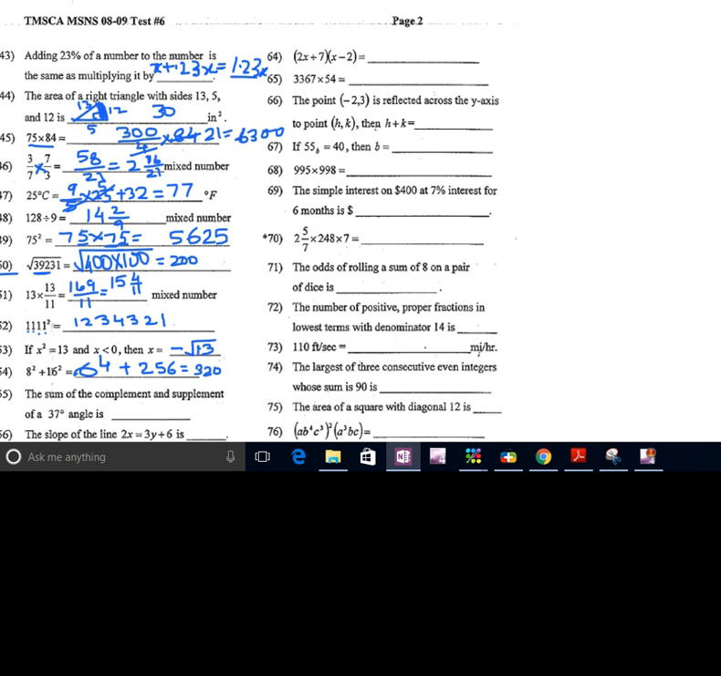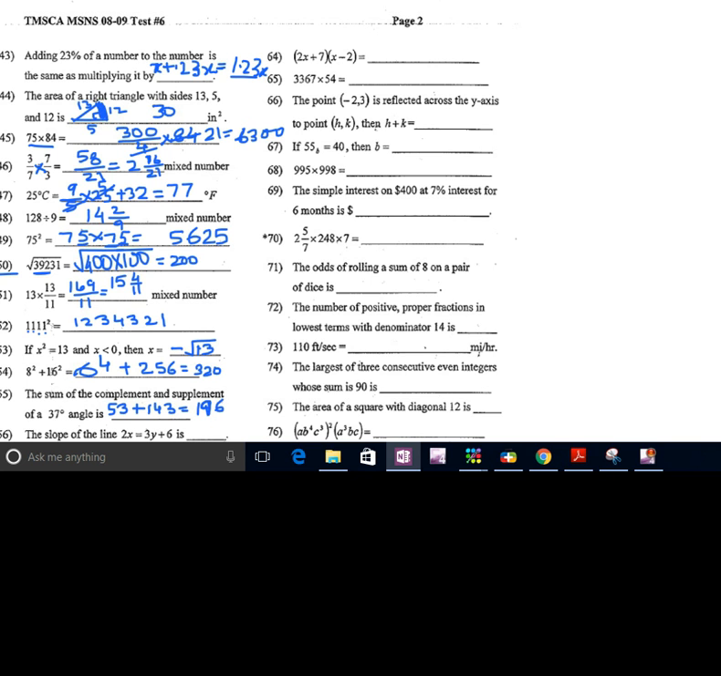The sum of the complement and supplement of a 37-degree angle. So what's the complement of 37 degrees? That is 90 minus 37. So that is 53. And what is the supplement of 37? That is 180 minus 37. So that is 143. So when you add these two numbers, you get 196 as the answer.